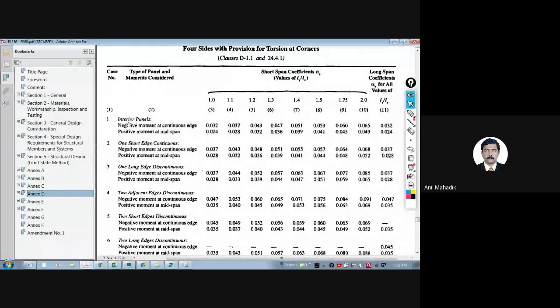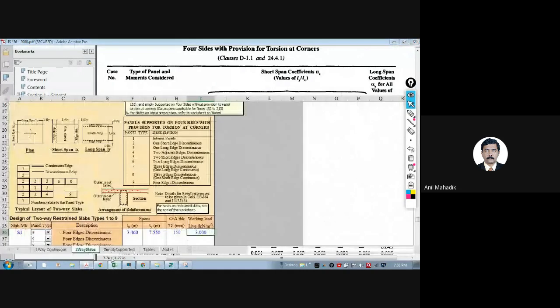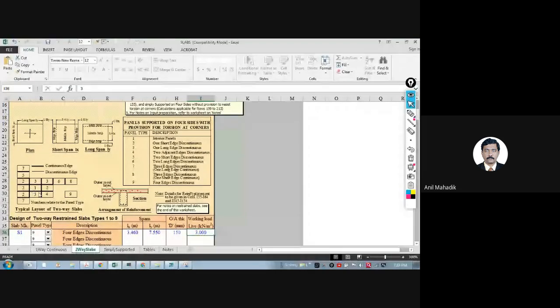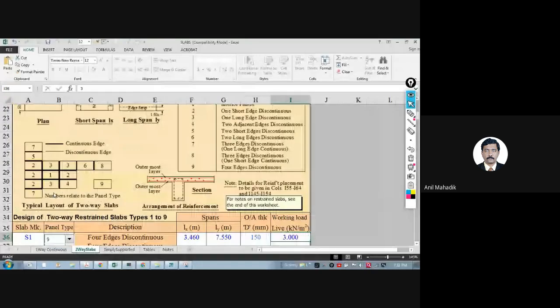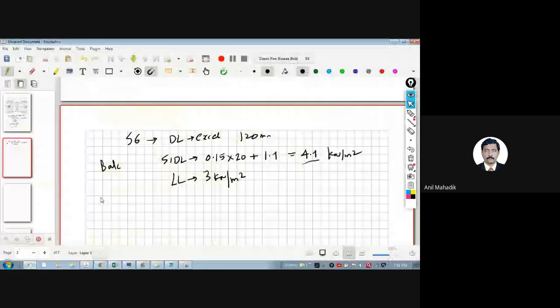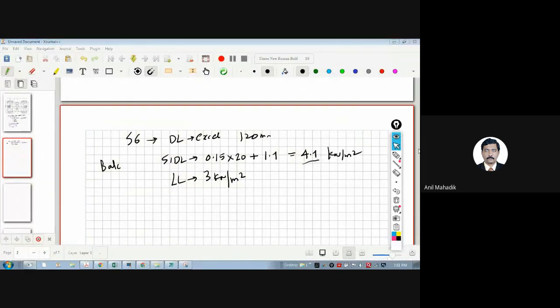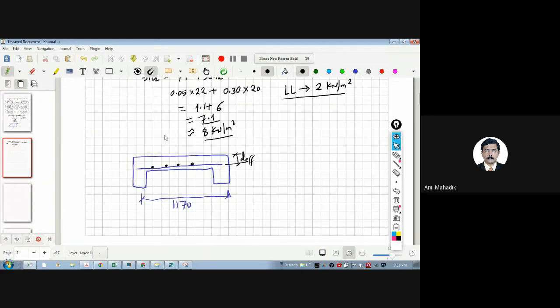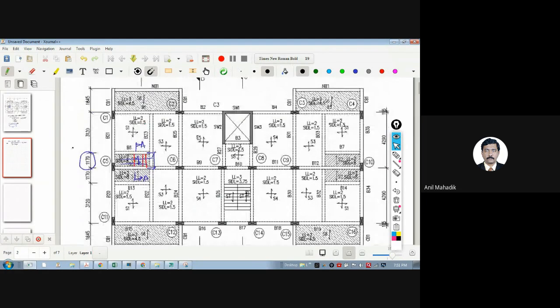For example, see what is the meaning of these interior panels. I think let's go into the Excel itself. Can you see this? Now let me just zoom this. So we have a two-way slab like this. Here you can see S4 is a two-way, S3 is a two-way, S1 is a two-way slab. So all these slabs are two-way slabs, but their boundary conditions are different.